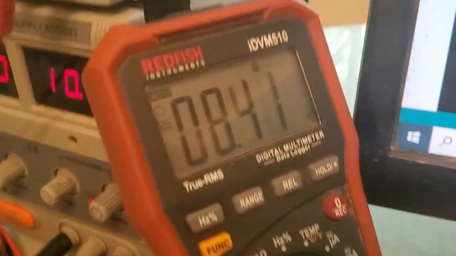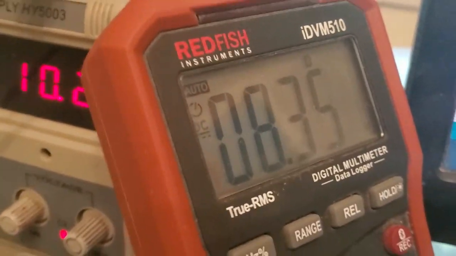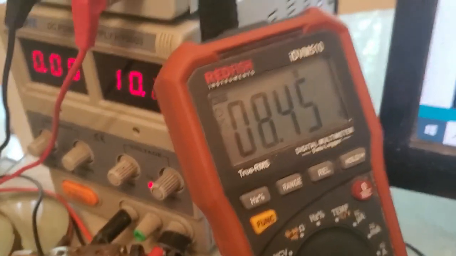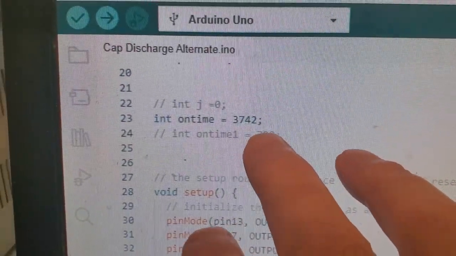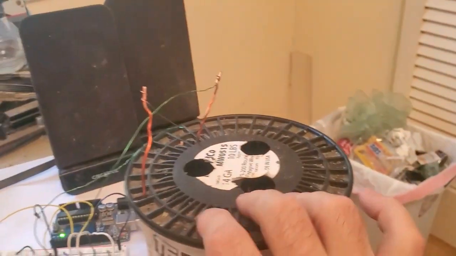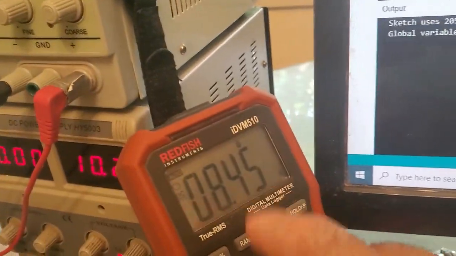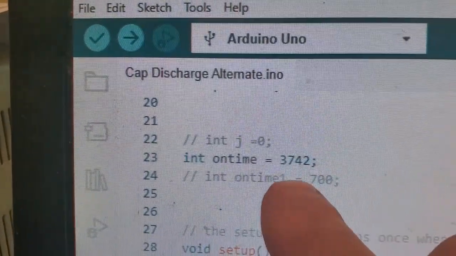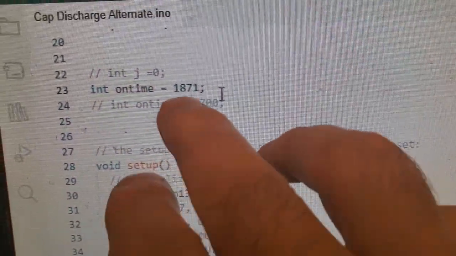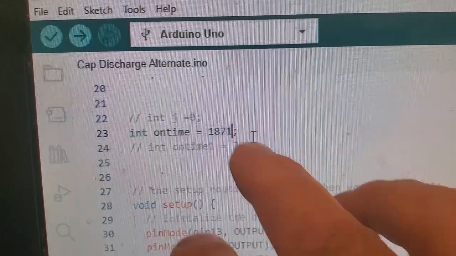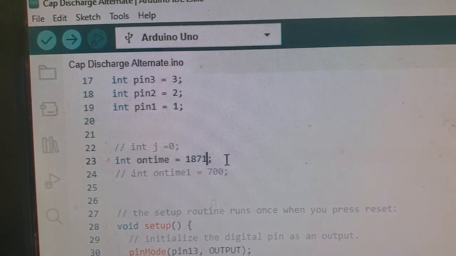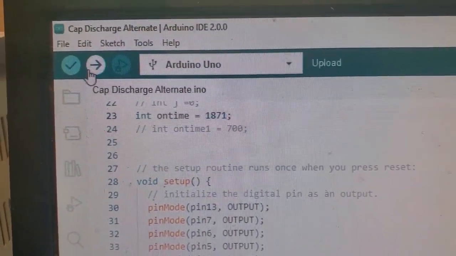Okay, so what we're getting is 8.5 volts. What you might be tempted to say is, well, you only gave it 3.7 milliseconds to discharge through all that wire, and so it hasn't had time to discharge. So now let's go twice as fast, and we're going to cut this number in half. 1871 now is what we're at. So now we hit compile.